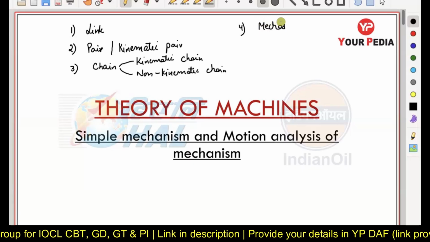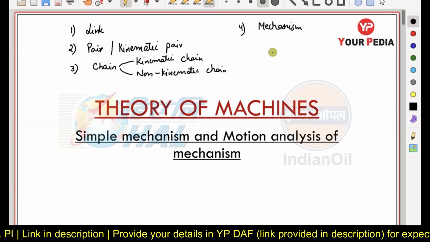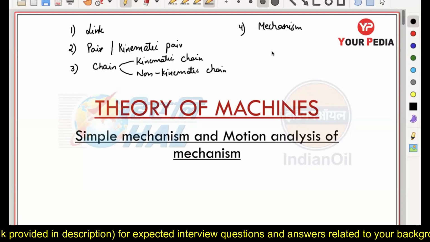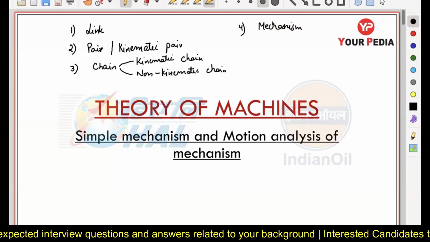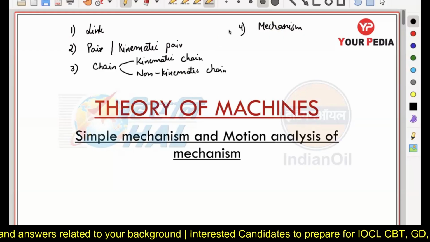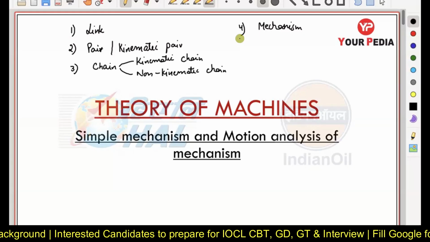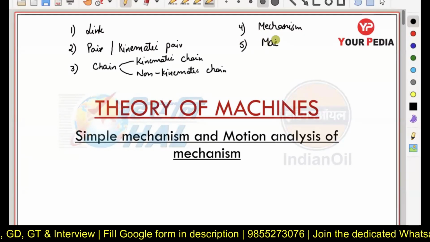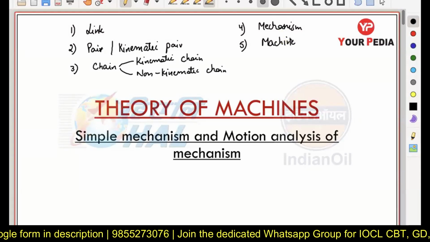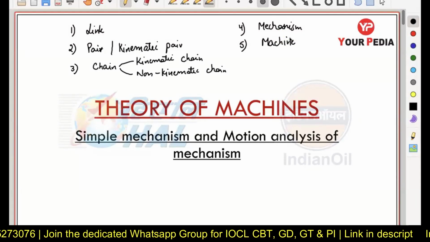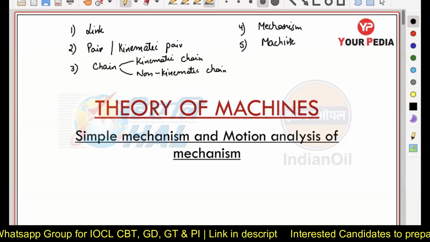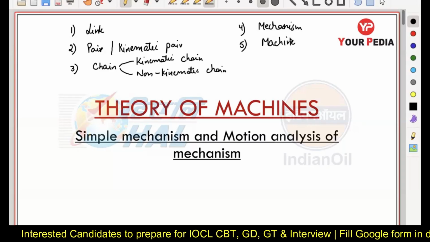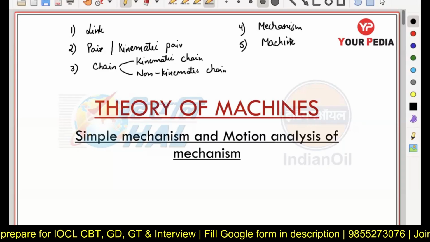In order to create the mechanism from the chain, we have to fix one of the links. So we fix any one link out of the number of links to obtain a mechanism. Now, when we combine a number of mechanisms, it forms a machine. So there is a proper sequence of studying this particular chapter. First, we talk about the definition of link. Then we have pair, kinematic pair, chain. Then we have mechanism, machines, etc.